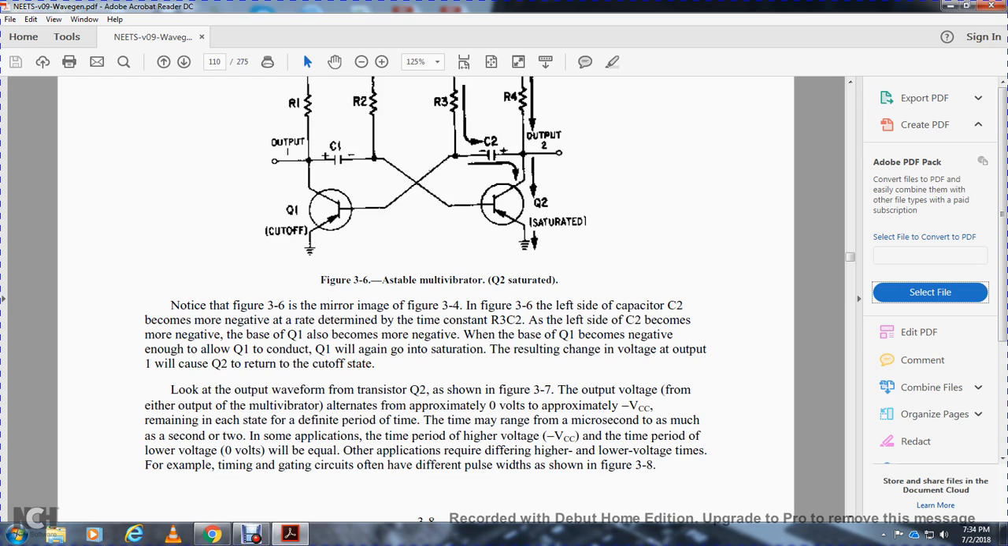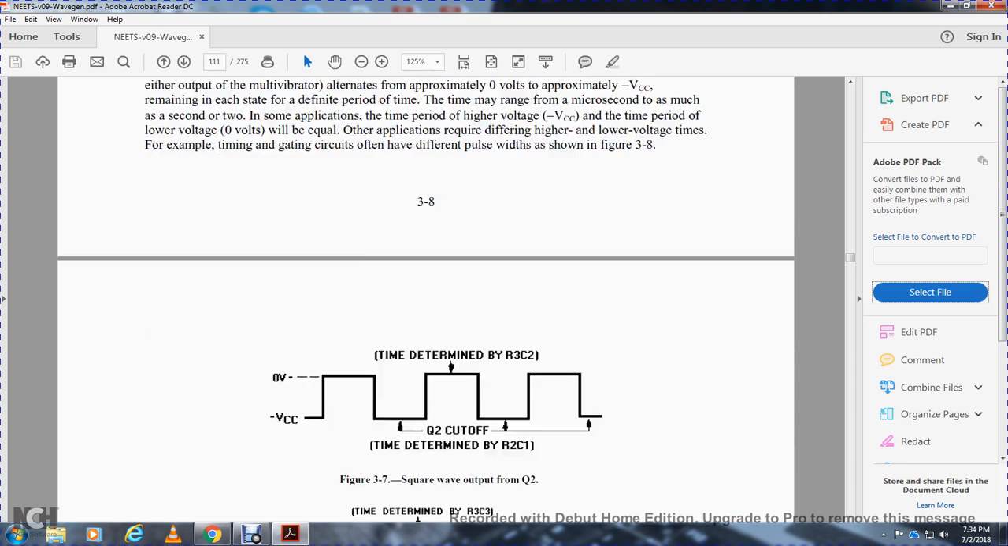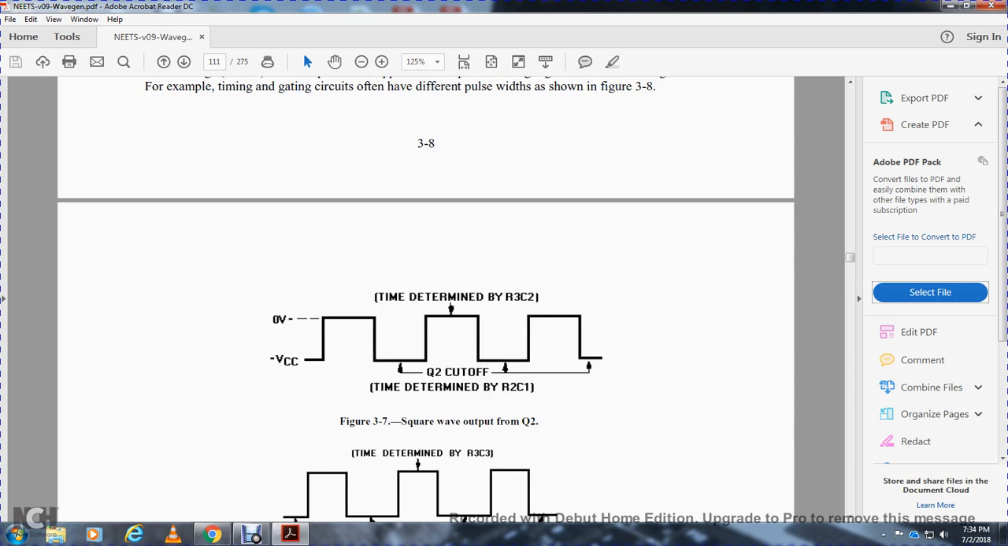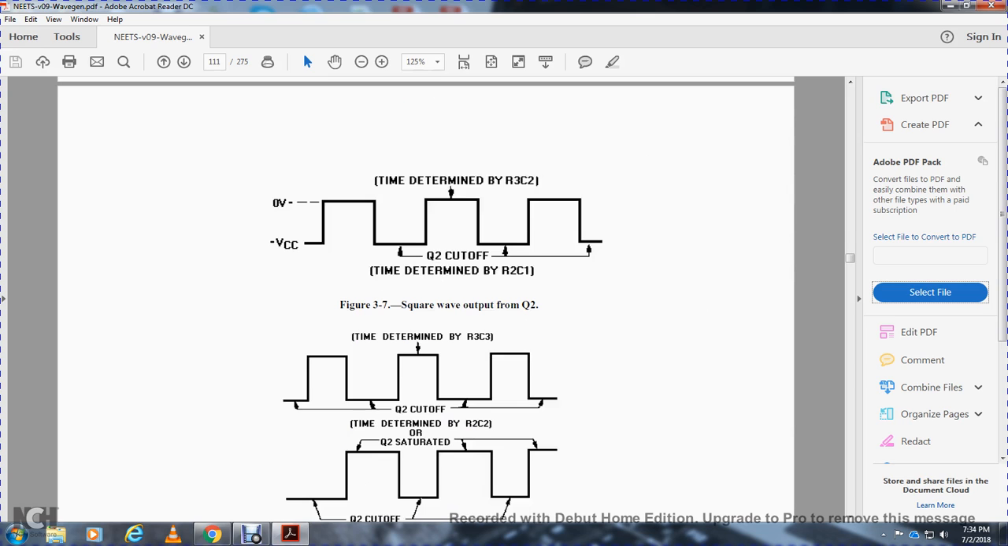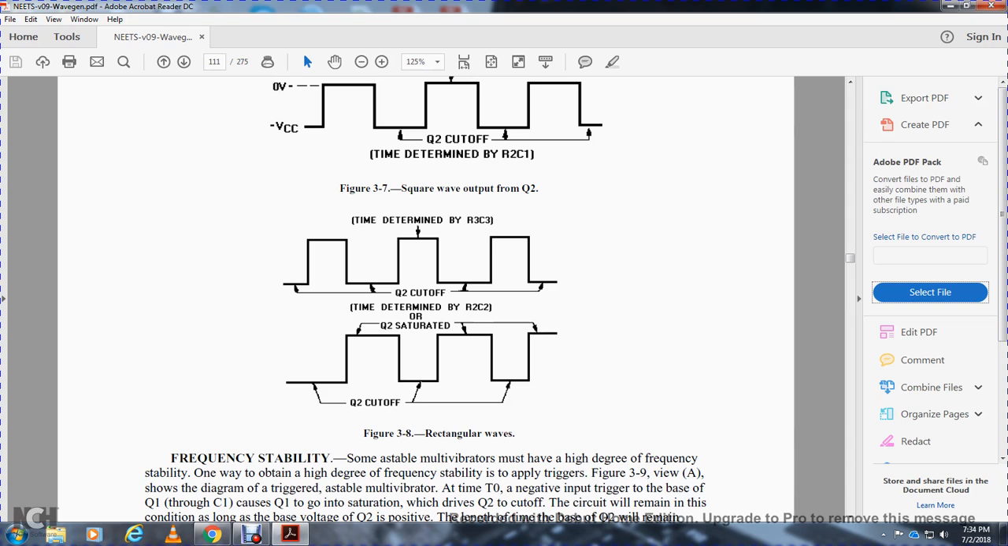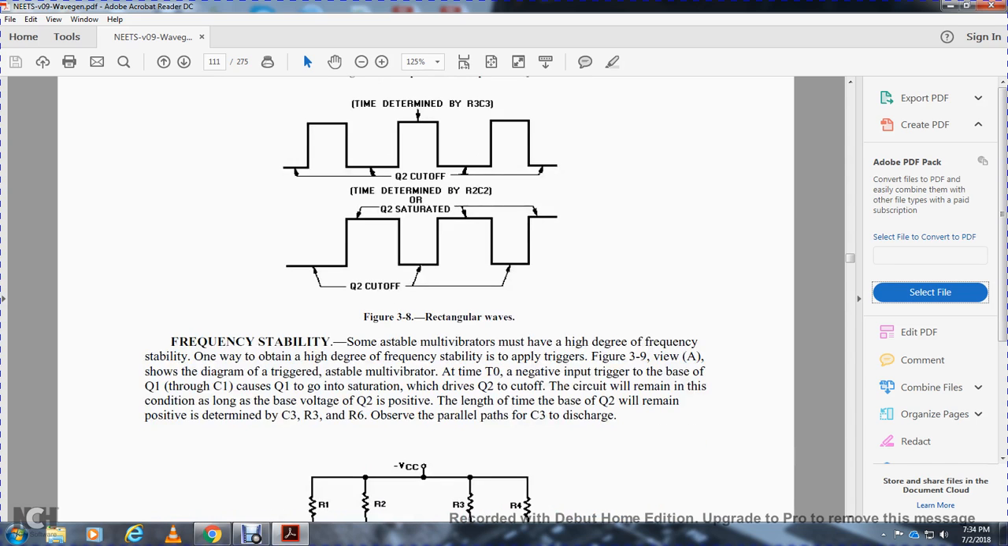For example, timing and gating circuits often use different pulses, which are shown in figure 3.8. Figure 3.8 shows the square wave output of transistor 2. The time with transistor 2 saturated is determined by resistor 3 and capacitor 2, and the time with transistor 2 cut off is determined by resistor 2 and capacitor 1. These produce rectangular waves. Frequency stability.